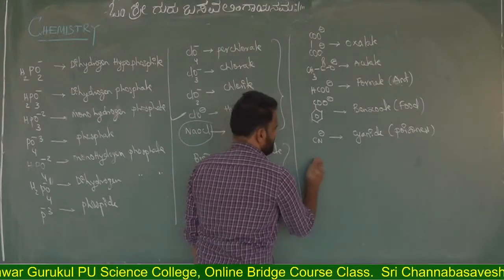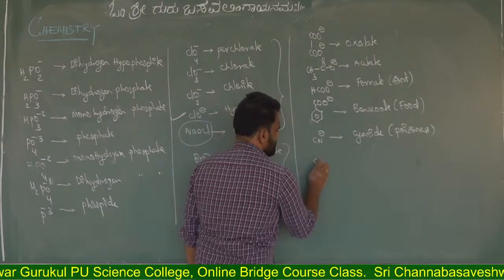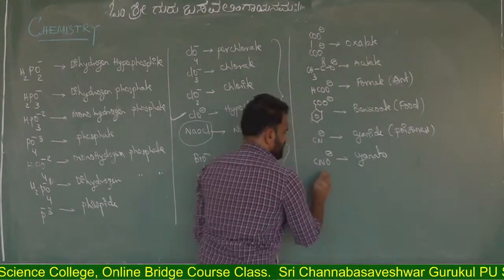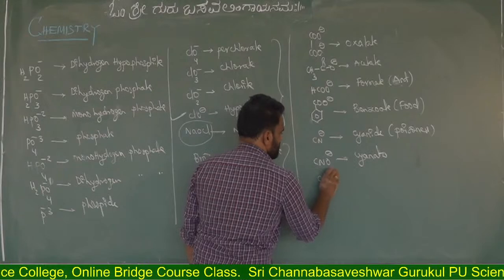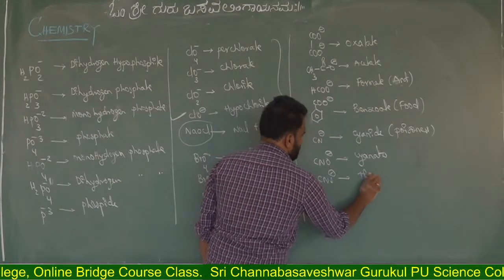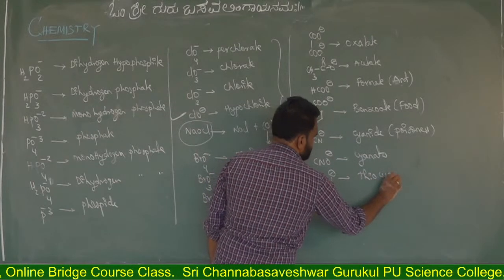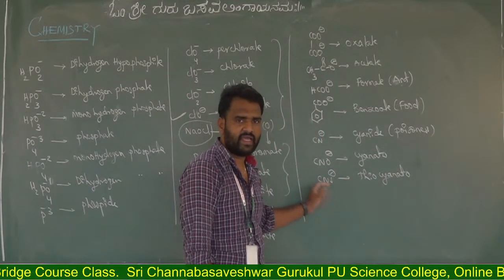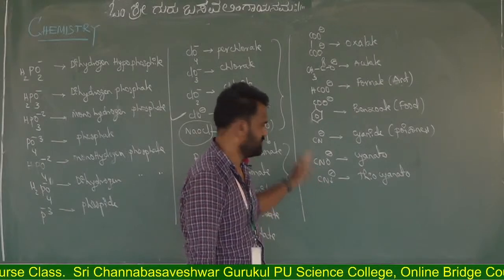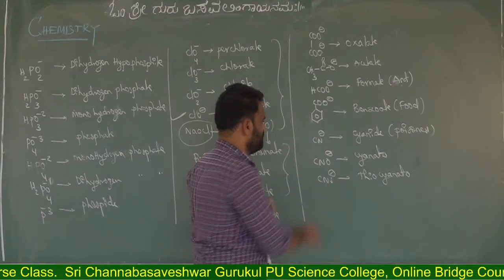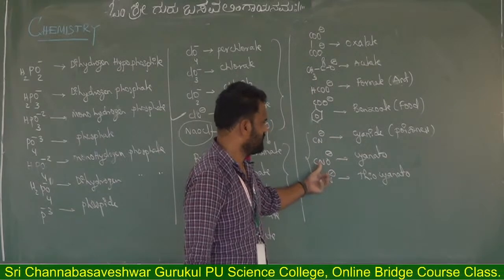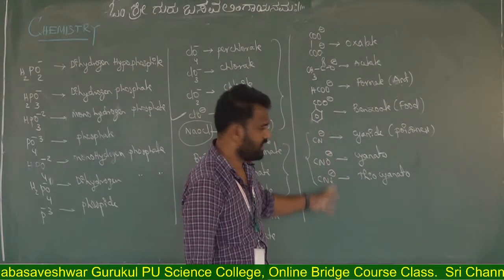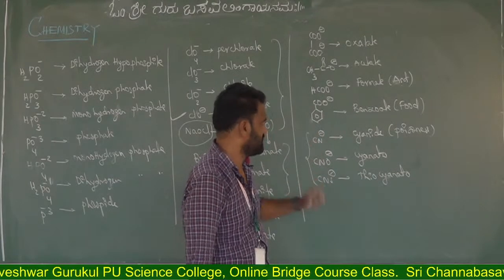Cyanide, CN minus. Next, cyanate: sodium cyanate, potassium cyanate. Next, CNS. This is thiocyanate, sodium thiocyanate. Later we'll use these. So cyanide, cyanate, thiocyanate: these are similar names, and these are anions. Please concentrate on these anions.